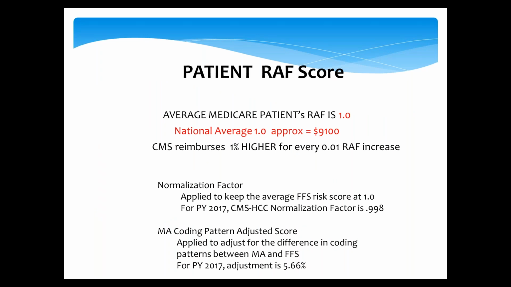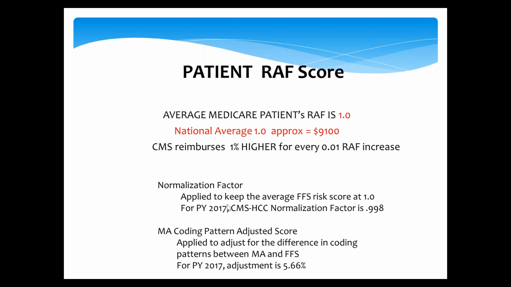So a RAF of 2 is going to get 100% more than a RAF of 1, and so on. Each year they apply a normalization factor, and that's to keep the average risk score at 1.0. So depending on what is coded and how the population ages or gets more sick or less sick, there is a normalization factor. For 2017, it's 0.998. So basically, all the risk scores decreased somewhat over the year previous.